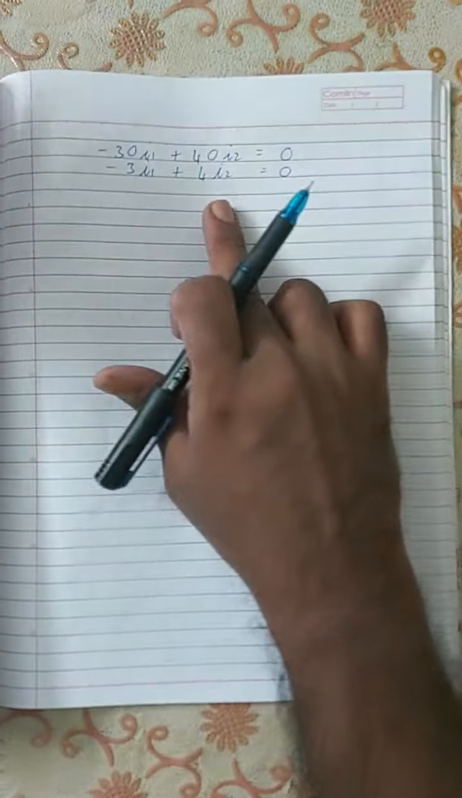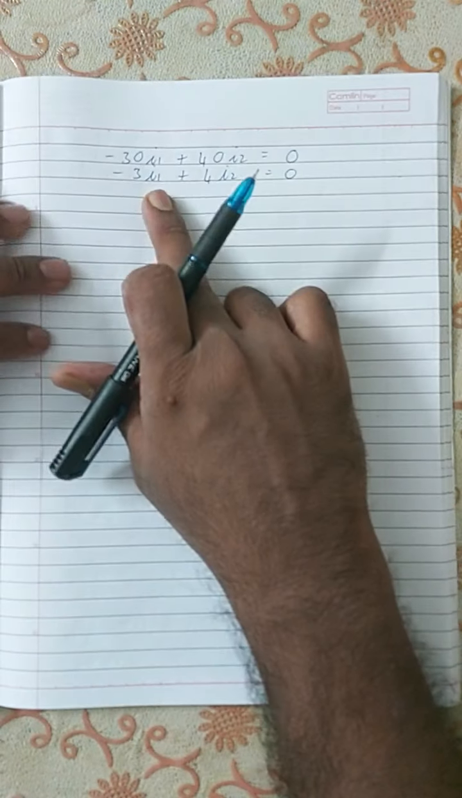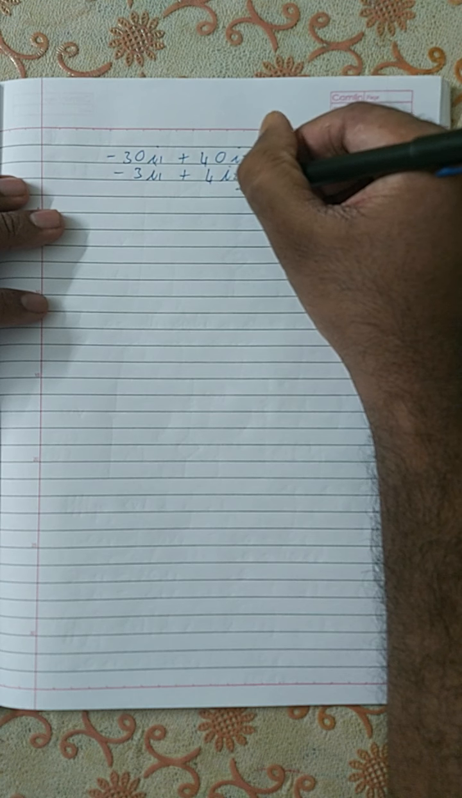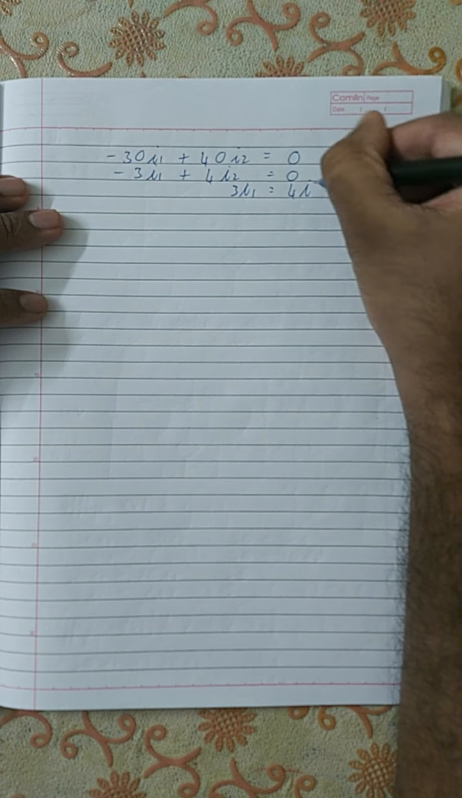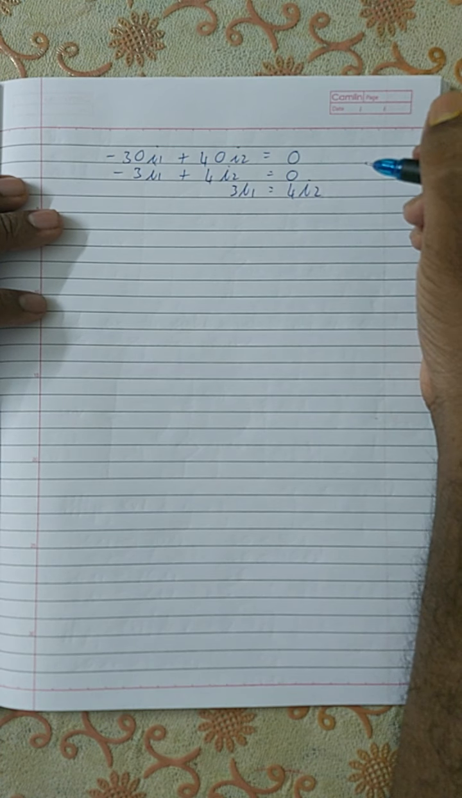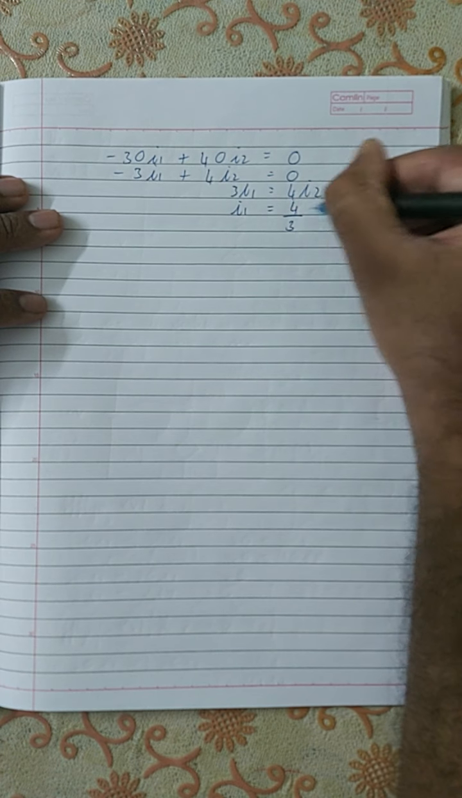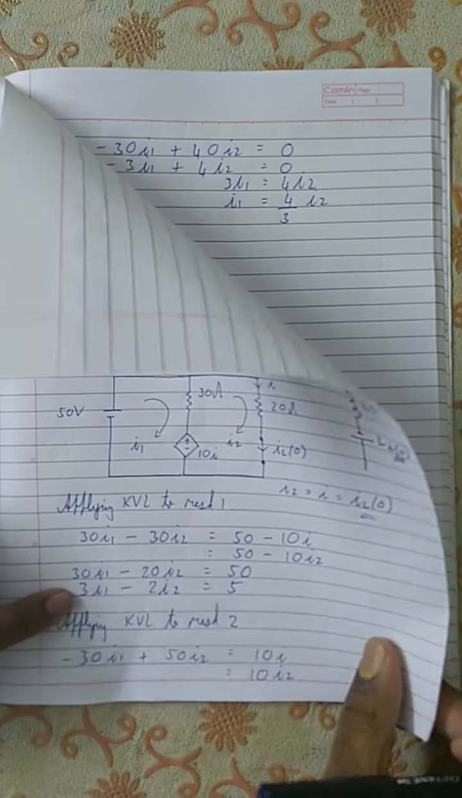So what is I2 over here? I can find I2 by first substituting the equation for I1. In that case, 3i1 is equal to 4i2, or in other words, i1 is equal to 4/3 i2. Okay, so I can substitute this into the other equation.